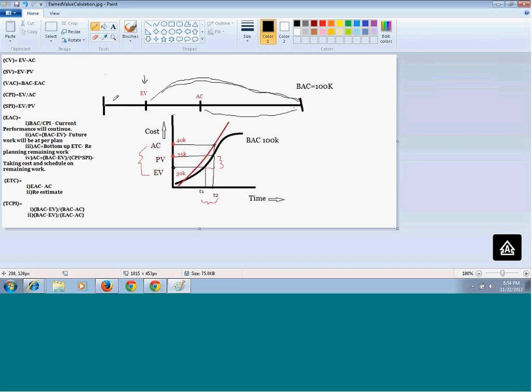So just refer to these graphs and the formulas, and I hope this video will help you to memorize, or better to say understand, what the formulas are for and how they are derived.